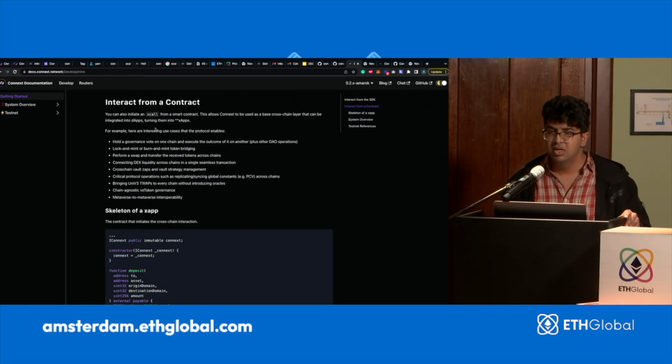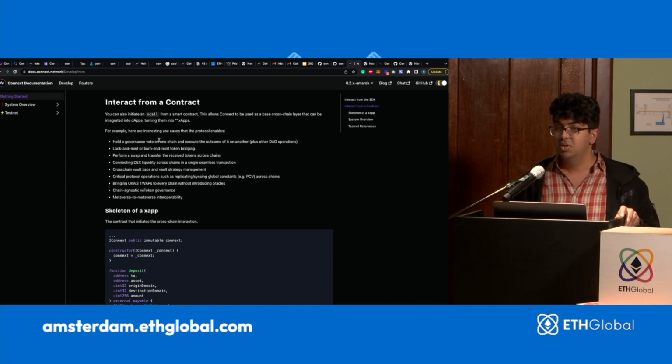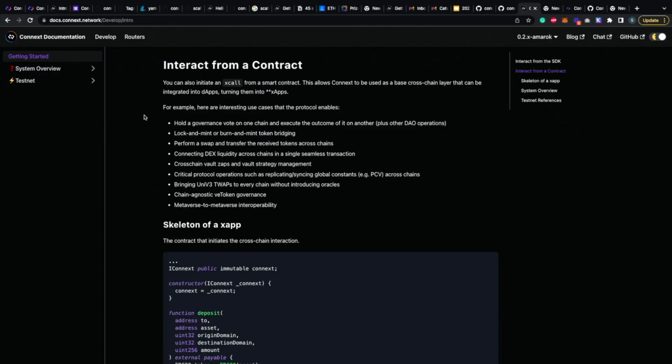When doing the interaction from a contract, what can you build? You can hold a governance vote on one chain and have the interaction happen from multiple chains. You don't have to create the proposal on all the chains and then combine them, which is not traditionally decentralized. You can have the voting done on a very cheap chain, and a person who is not working with that specific chain can call it from another chain. You can hold the proposal voting on one chain and have the votes coming from all the chains.